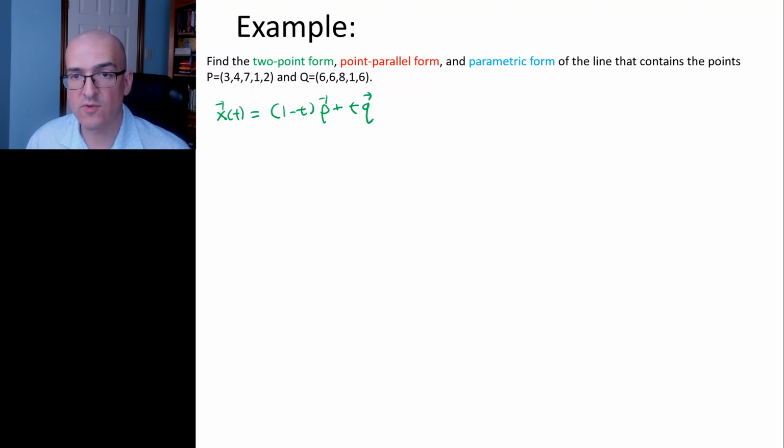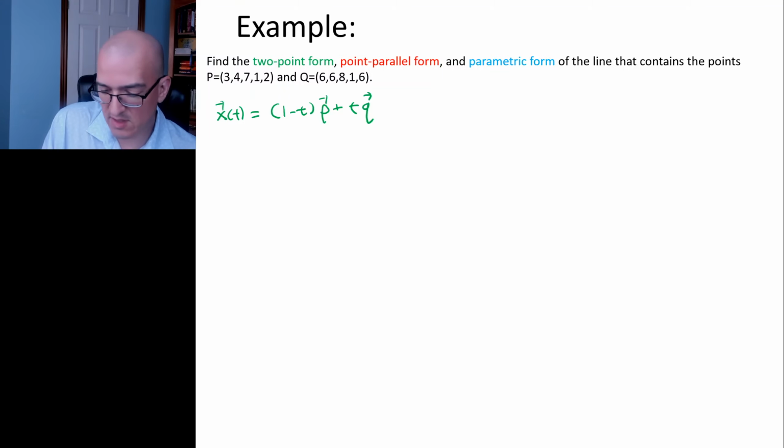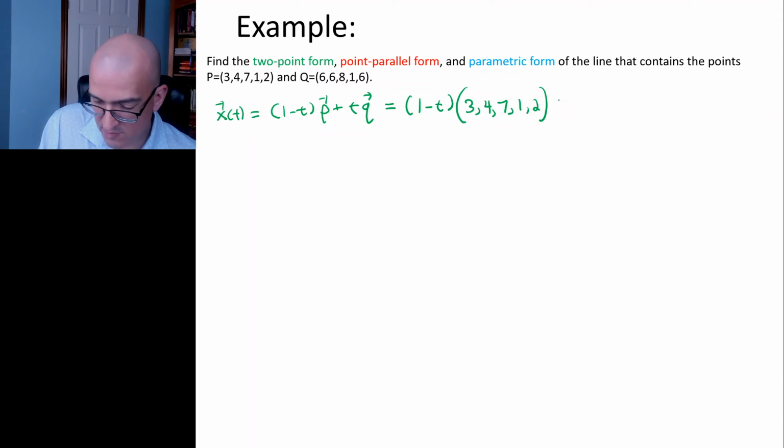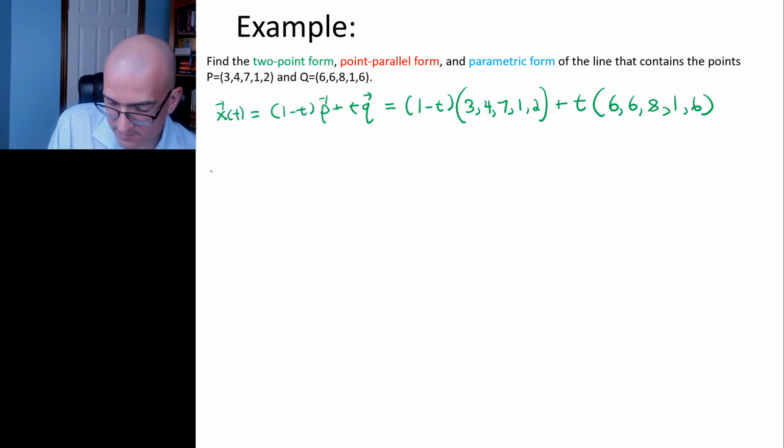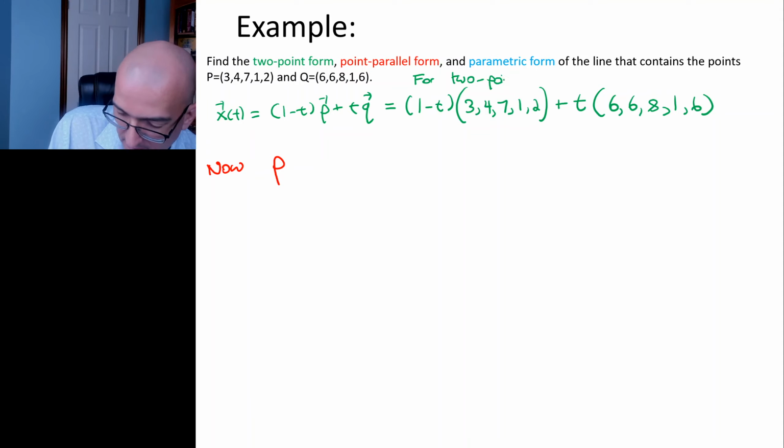If you put 3, 4, 7, 1, 2, if you put that as p or q, it makes no difference. I am going to label them in the order that they appear, though. 1 minus t times p, so 3, 4, 7, 1, 2, plus t times q, t times 6, 6, 8, 1, 6. I should label it as 2-point. Now point parallel.